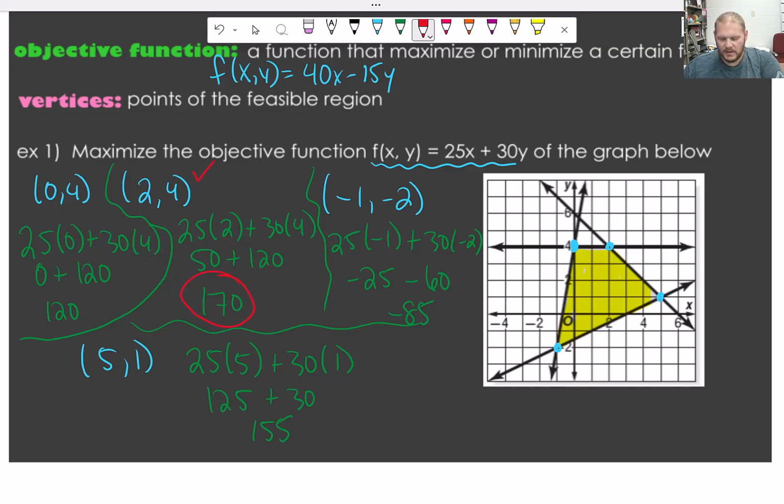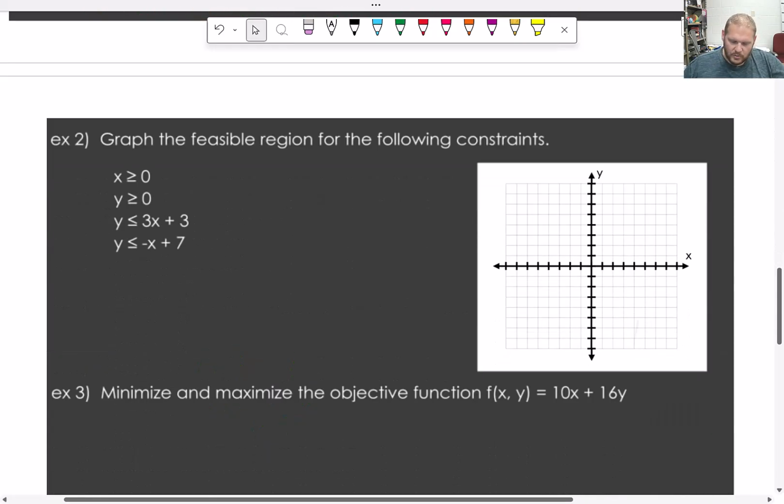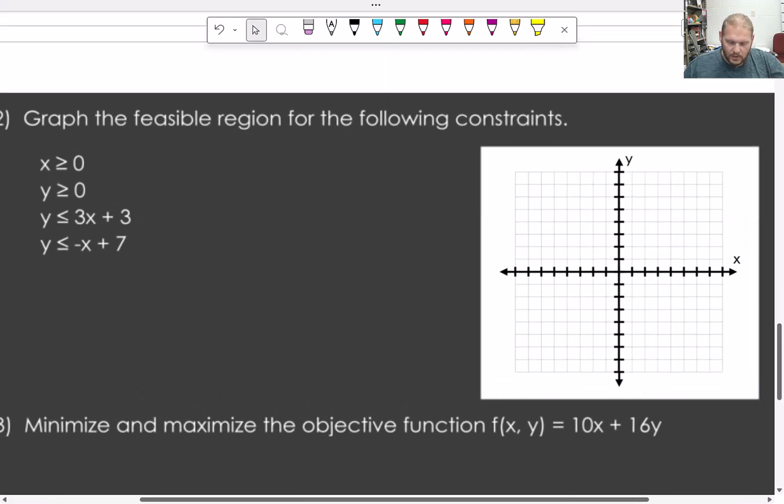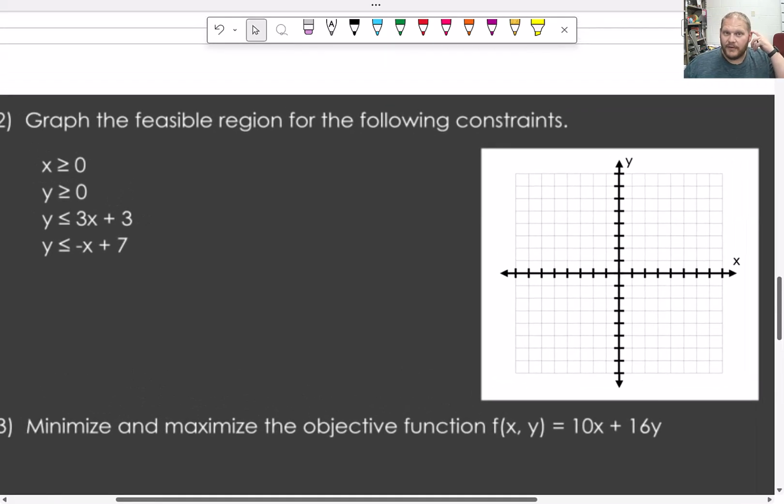Okay, but otherwise, just graphing our inequalities, finding those vertices, plugging into our points to either find the max or the min. Okay, so for example number 2, we're asked to graph the feasible region using the following constraints. So now we're given 4 different inequalities that we're going to have to graph and find what that feasible region looks like before I can do any kind of equation manipulation with them.